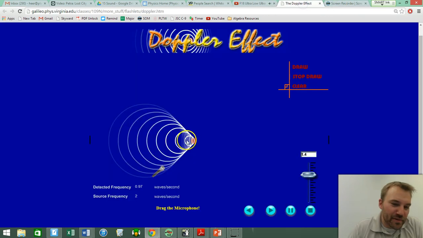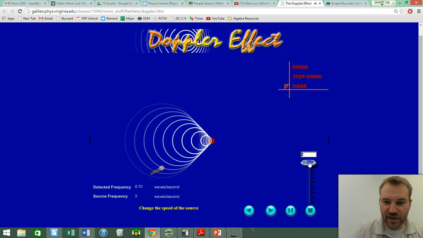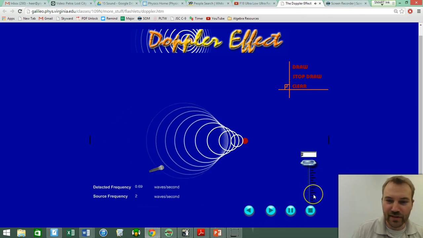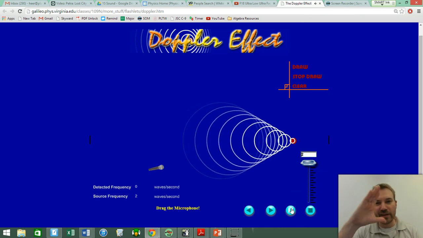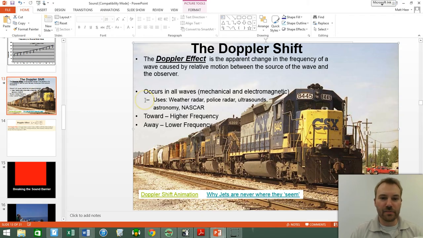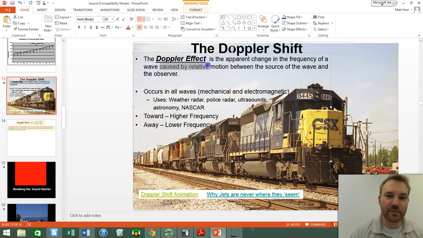And you see it, that Doppler effect, the faster you go, the narrower that cone gets. So I can go at Mach 2 here, and you'll see that cone starts to flatten out. And you can actually figure out how fast jets are going based on that cone. The Doppler effect is that apparent change in the frequency caused by relative motion.